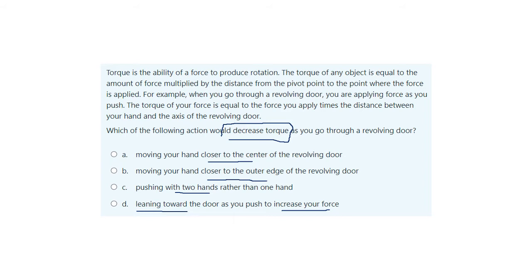Torque is the ability of a force to produce a rotation, a circular motion. The torque of any object is equal to the amount of force multiplied by the distance from the pivot where the force is applied. So we want to decrease the torque. If we move our hand closer to the center, then the distance will be decreased.